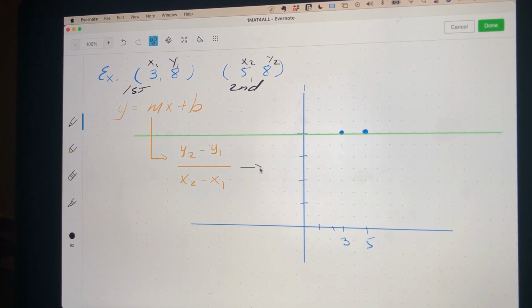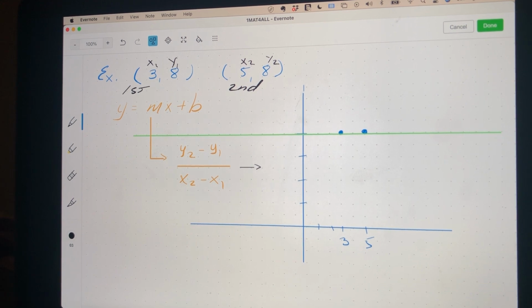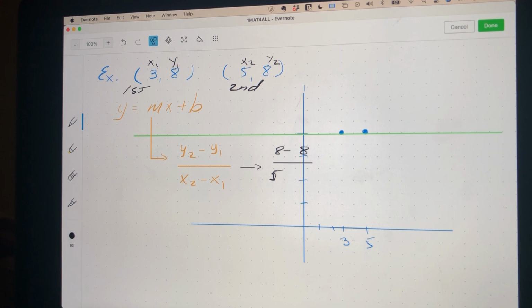Substituting all that information in, we would get 8, y2 is 8, minus 8, divided by, on the bottom, 5 minus 3. So we have 0 divided by 2, which is 0.